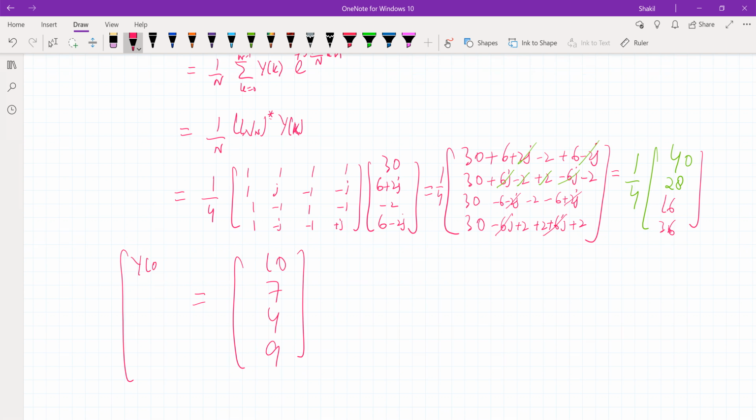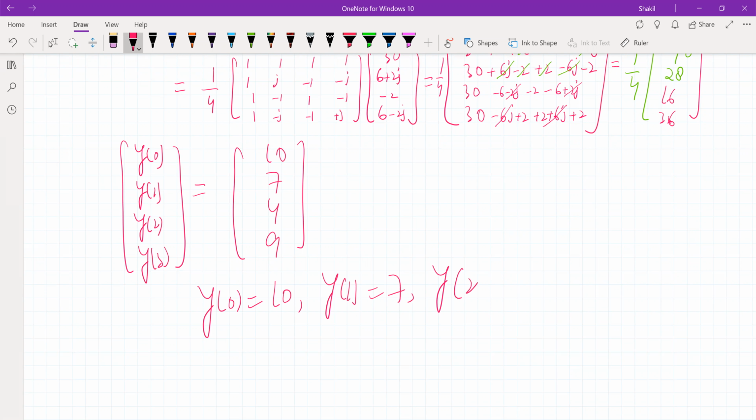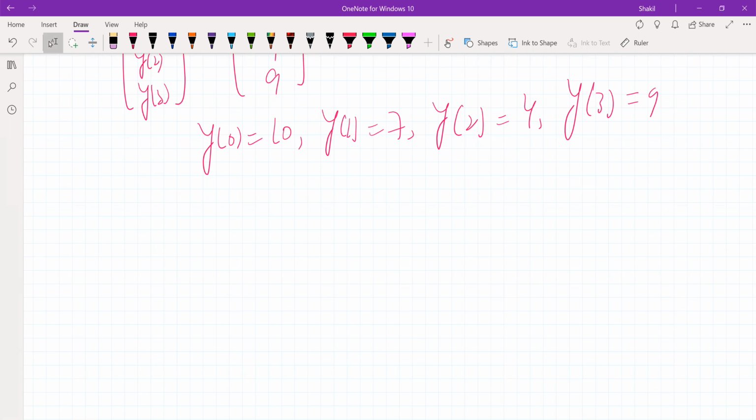So this is small y of 0, y of 1, y of 2, and y of 3. That means y of 0 is 10, y of 1 is 7, y of 2 is 4, y of 3 is 9. Right? So if you compare the result with the last session, I think these are accurate. Alright, so this is how we use DFT to compute the circular convolution.